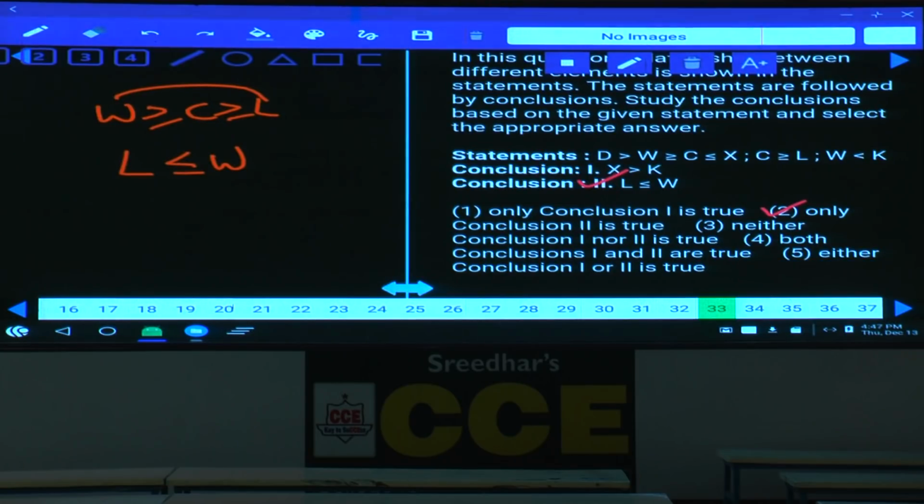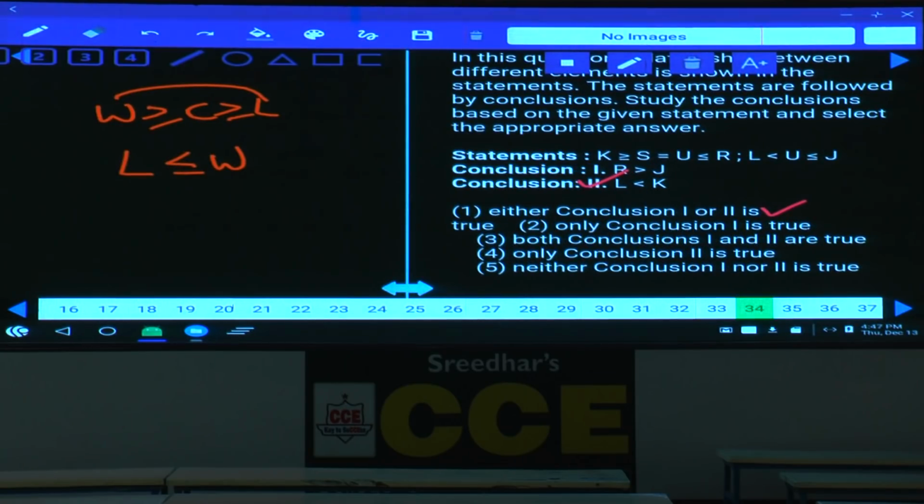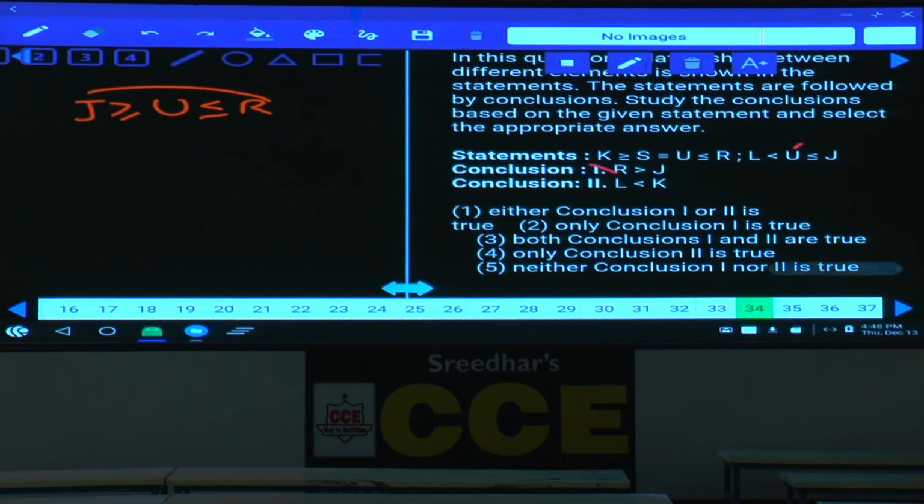Then question number 34. Now in this question number 34, the relation between R and J. R and J, which element is common here? U is common. Now U lesser than or equals to R, and U and J. Now U lesser than or equals to J, that means J greater than or equals to U. J greater than or equals to U, U lesser than or equals to R. Now the relation between J and R cannot be identified, isn't it?